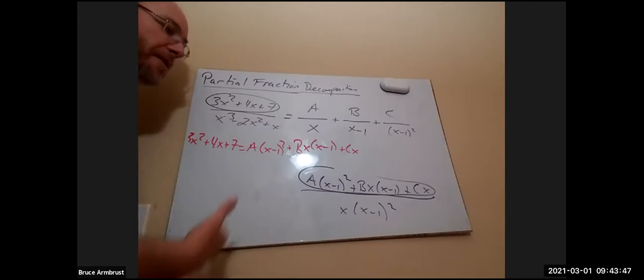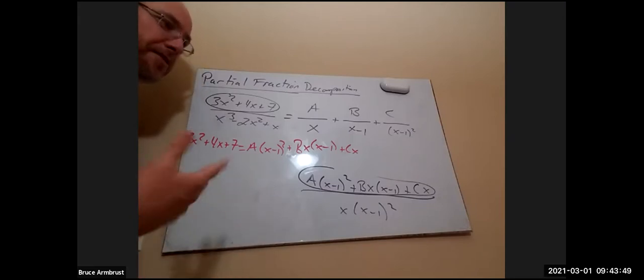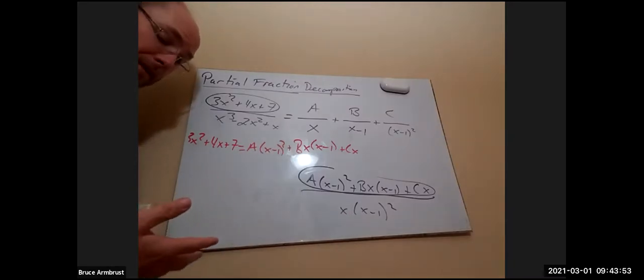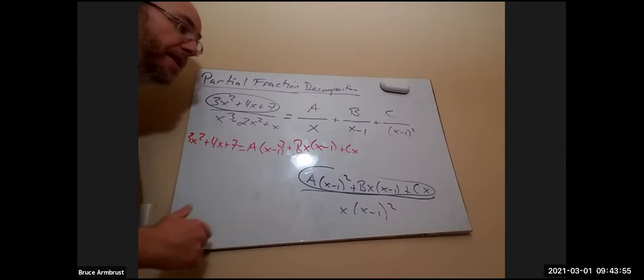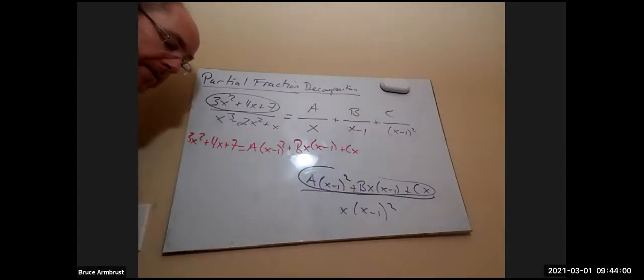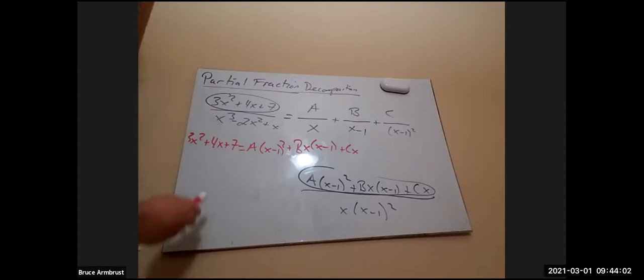Okay, so now I have two ways of finding A, B, and C, and I'm going to show you both of them. The first one is to multiply this all out and group like terms. So if I were to do that, let's say I FOIL out, right? I distribute all that good stuff.